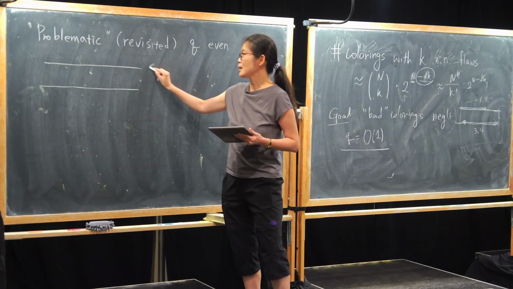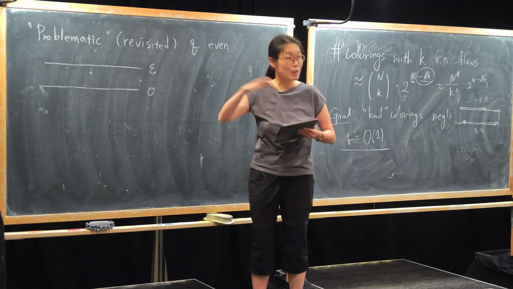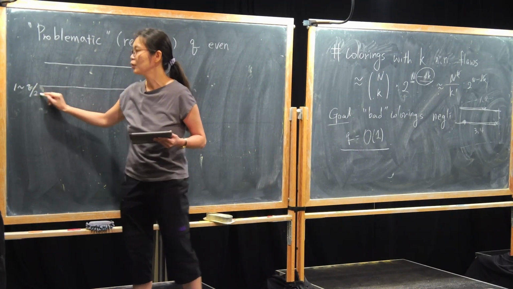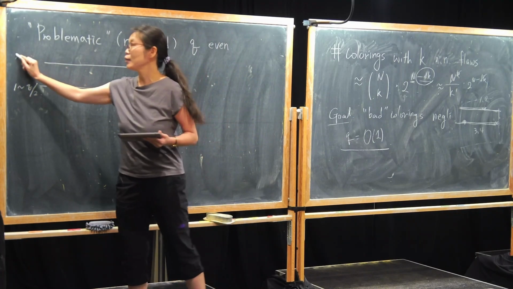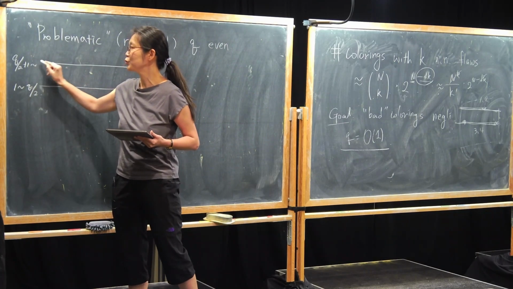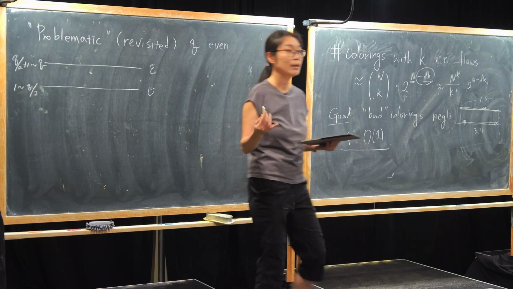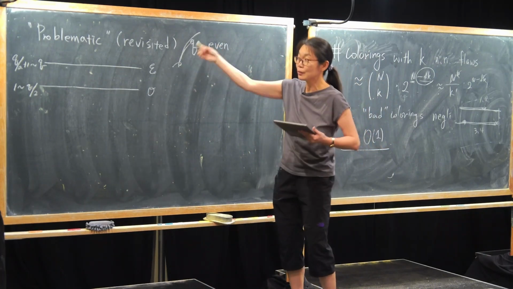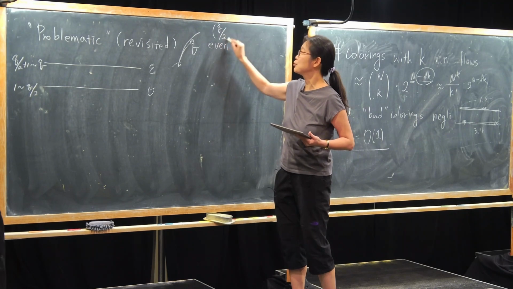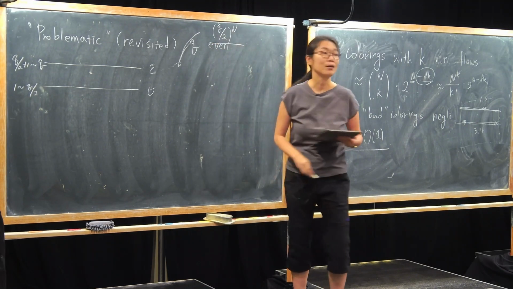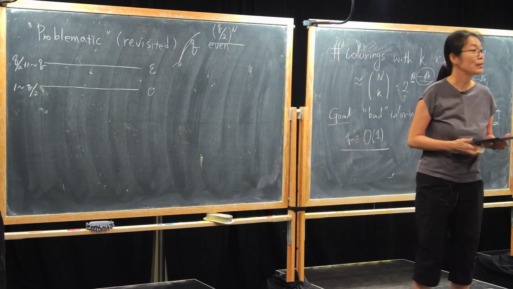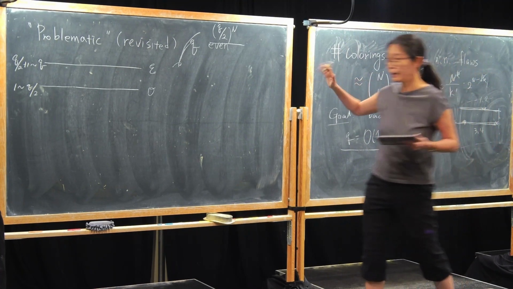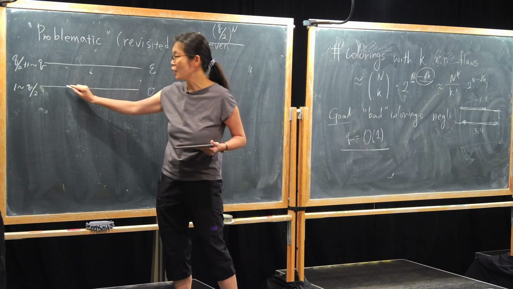This is E, and this is O. And as a ground state, we assign colors from 1 to Q over 2 on one side, and then Q over 2 plus 1 to Q on the other side. And this coloring gives us Q over 2 to the n many colorings. Okay, so that's going to be our benchmark. And then what we do is we plant some flaws like this.